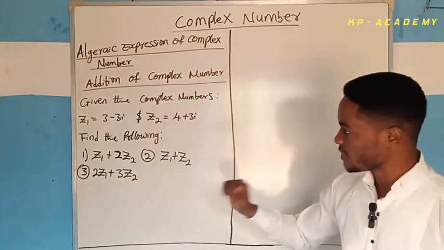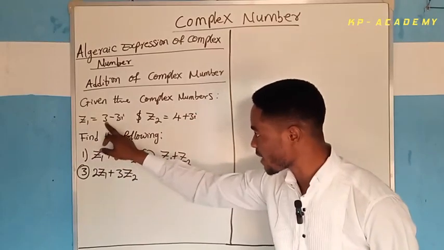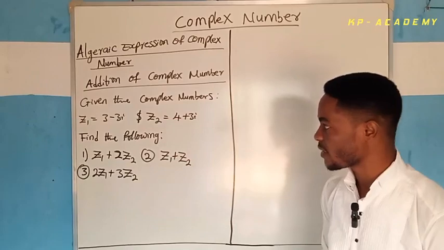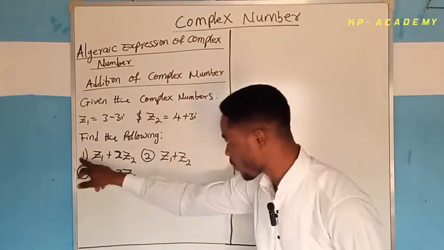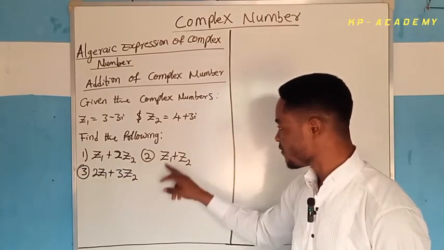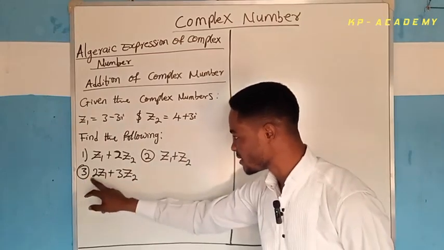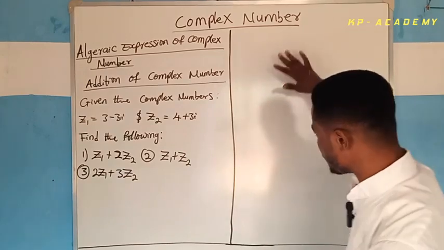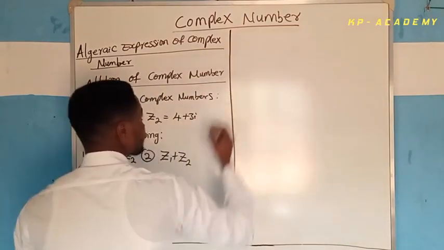So in this question on the board, it says given the complex numbers z1 is equal to 3 minus 3i and z2 is equal to 4 plus 3i, and we're asked to perform the following on z1 and z2. Number one, find z1 plus 2z2. Number two, find z1 plus z2. Finally, number three, find 2z1 plus 3z2. All right, so we're going to perform the calculations now. Solutions.